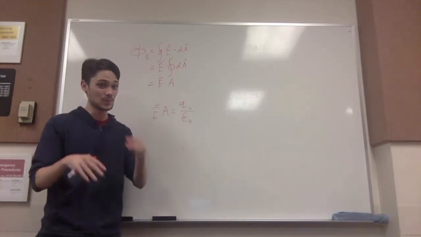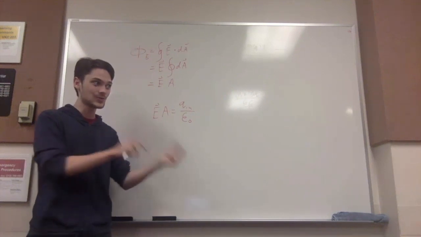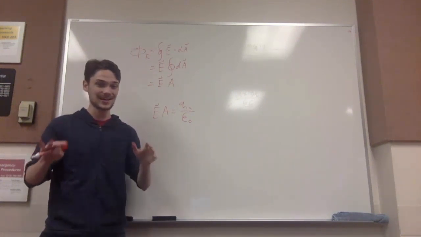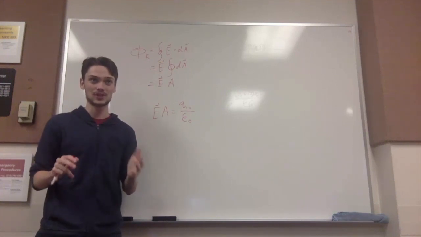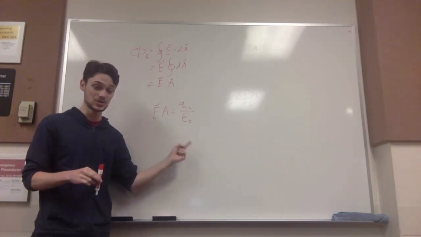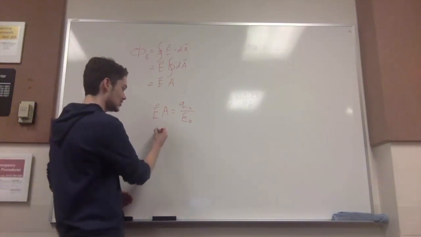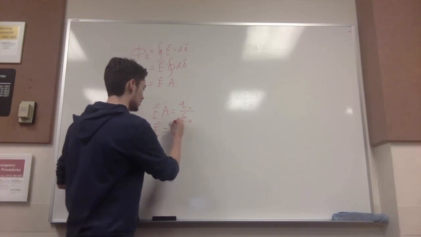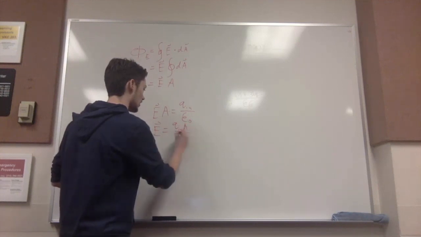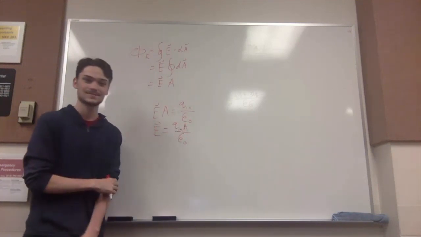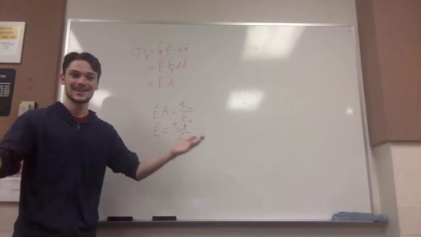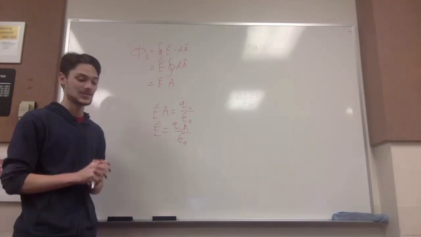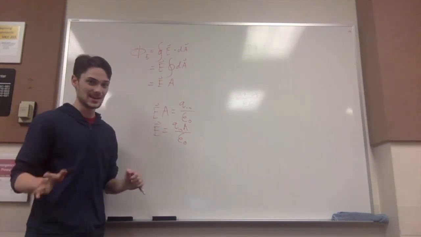Now we also know from our previous part of Gauss's law that our flux is also equal to the Q inside of the volume over epsilon naught. So we can set these two values equal to each other. And this means that by using Gaussians, we can find that our electric field is equal to the Q inside over the area times epsilon naught. Isn't that awesome?